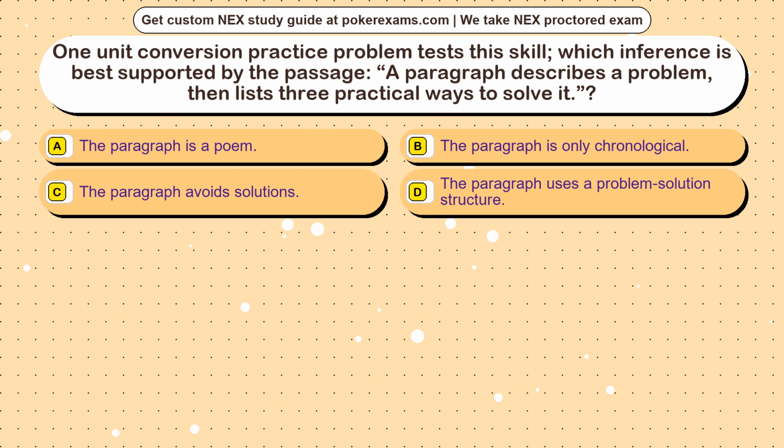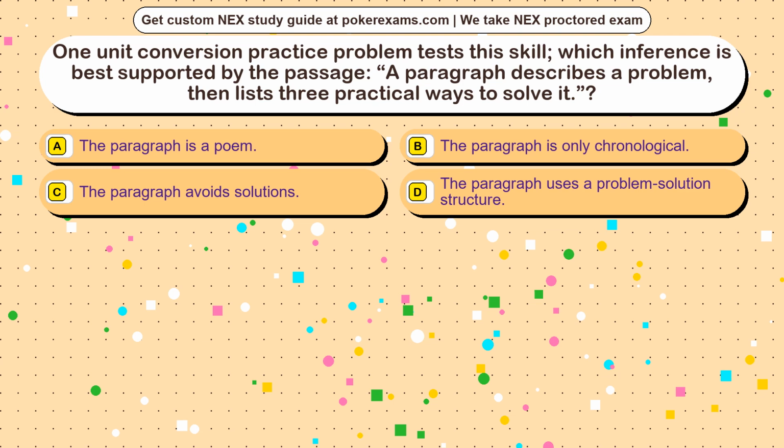Question 11. A 1-unit conversion practice problem tests this skill, which inference is best supported by the passage. A paragraph describes a problem, then lists 3 practical ways to solve it. Option A. The paragraph is a poem. Option B. The paragraph is only chronological. Option C. The paragraph avoids solutions. Option D. The paragraph uses a problem solution structure.